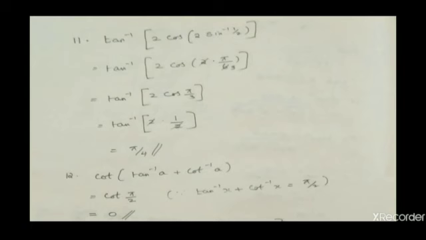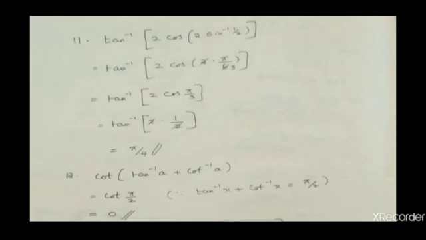Next question, 11th question. So this is a slightly different problem. Tan inverse of 2 cos 2 sin inverse 1 by 2. First, go on simplifying from the inner bracket, that is sin inverse 1 by 2. What is the sin inverse 1 by 2 value? Pi by 6. Now cancel 2 and 6. So we get pi by 3.